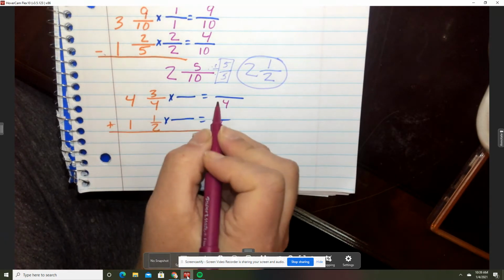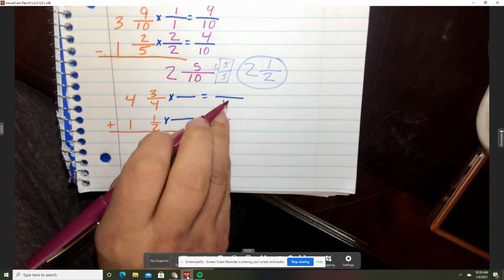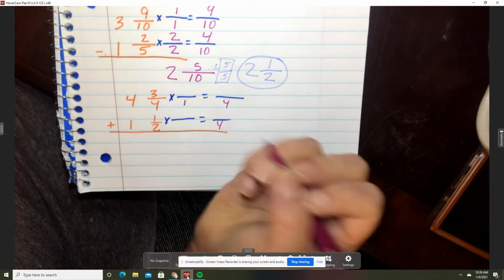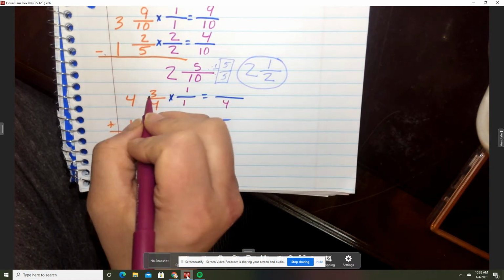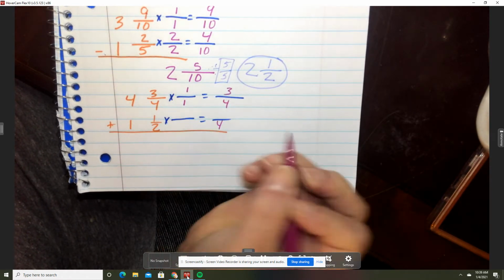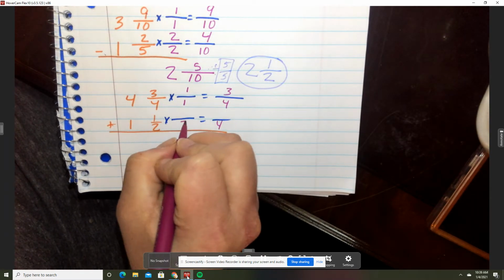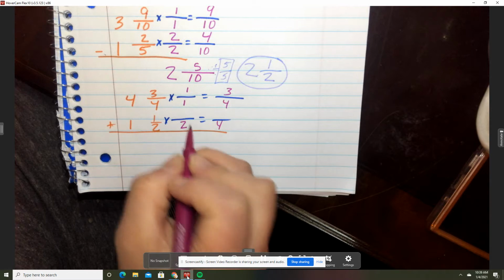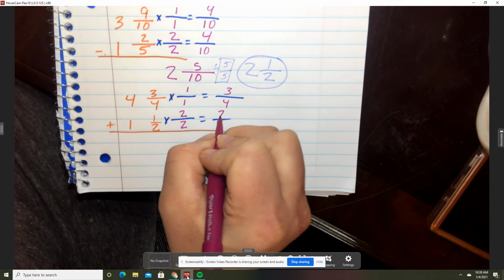What did I do to this denominator to get to that denominator? You multiplied it by 1. And what you do to the bottom, you have to do to the top. And then 3 times 1 is 3. What did I do to 2 to get to 4? You multiplied it by 2. What you do to the bottom, you have to do to the top. And then 1 times 2 is 2.